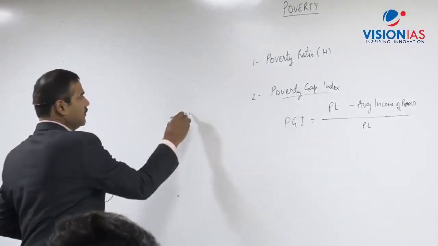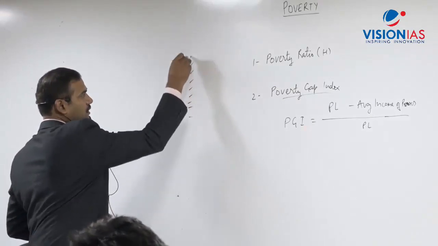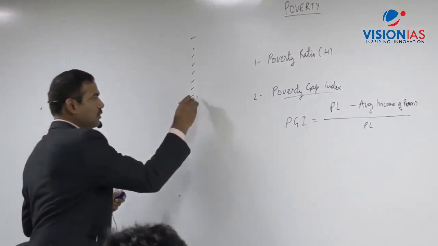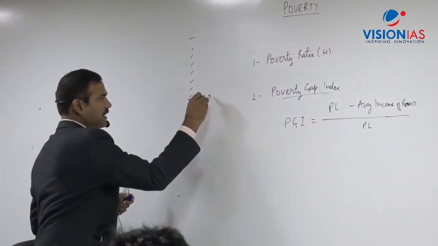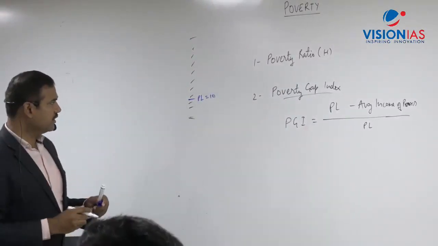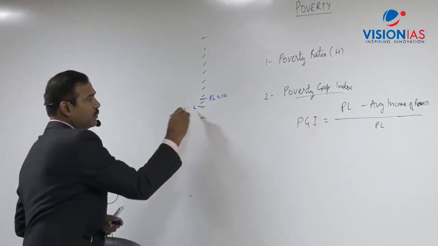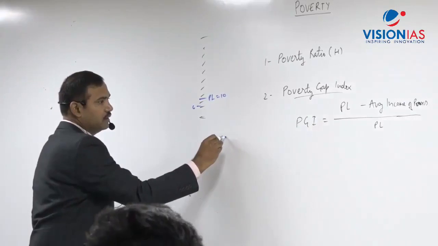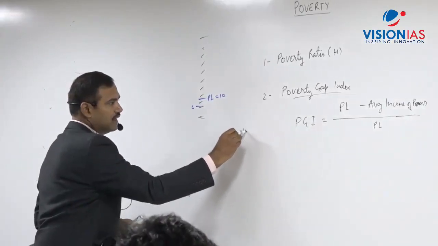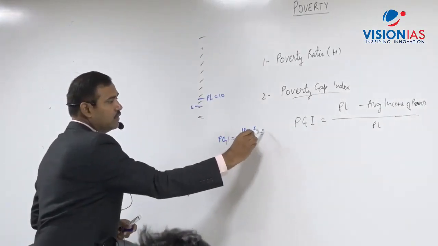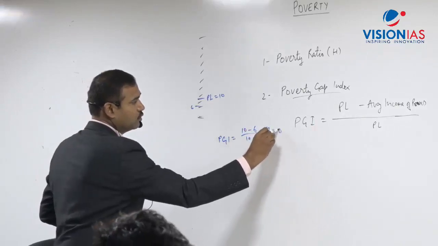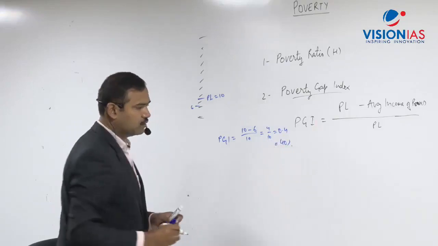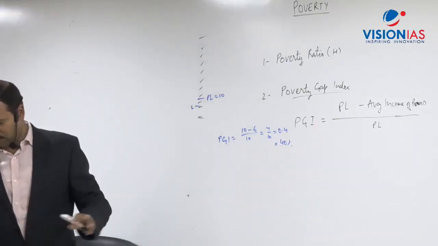For example, if this is the income level, and let us suppose the poverty line is 10 rupees, and the average income of the poor is, let us suppose, 6 rupees. Then PGI will be 10 minus 6 upon 10, so it will be 4 upon 10, 0.4, or we can say 40%.